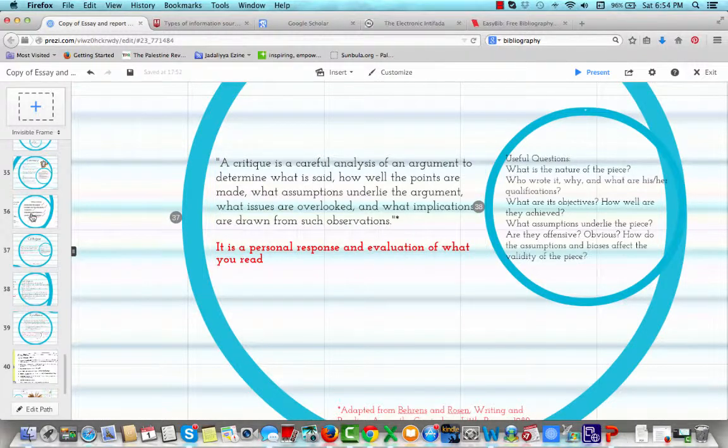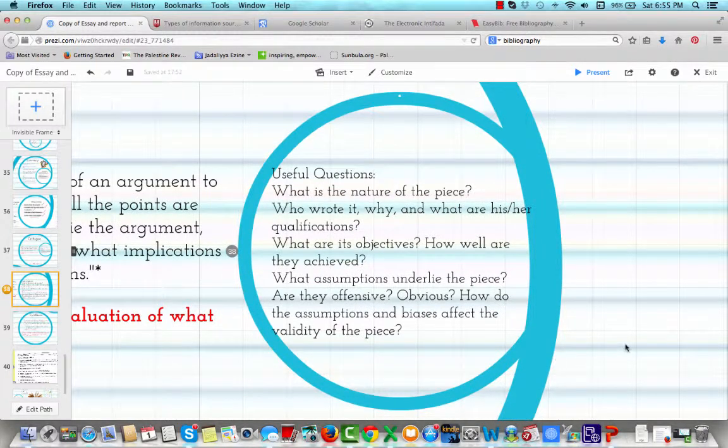So there are useful questions to ask yourself. What is the nature of the piece? Who wrote it? Why? And what are his or her qualifications? What are its objectives? How well are these objectives achieved? What assumptions underlie the piece? Are they offensive? Obvious? How do the assumptions and biases affect the validity of the piece? So this is all useful information to think about when you are reading an article.